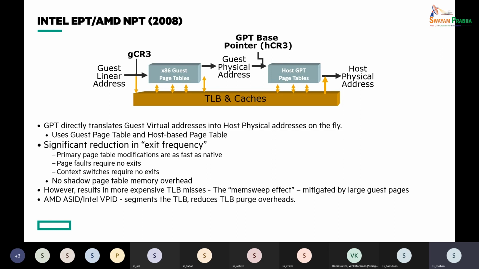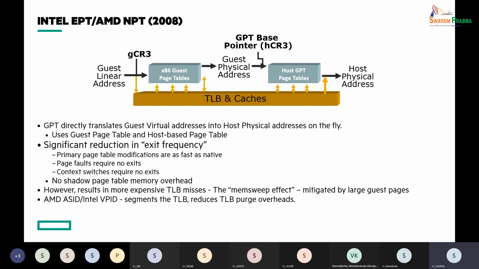And so in 2008, Intel as well as AMD both came out with enhancements in their page table architecture. Intel called it enhanced page table, and AMD called it nested page tables, NPT. The idea was that the guest would actually load the CR3 with whatever it wanted, something like a GCR3, which says it's a guest CR3. But the hardware would do the actual hardware walk, and the VMM would set up an EPT, or an enhanced page table, which the processor would use to do the translation from the guest linear address to a host physical address.